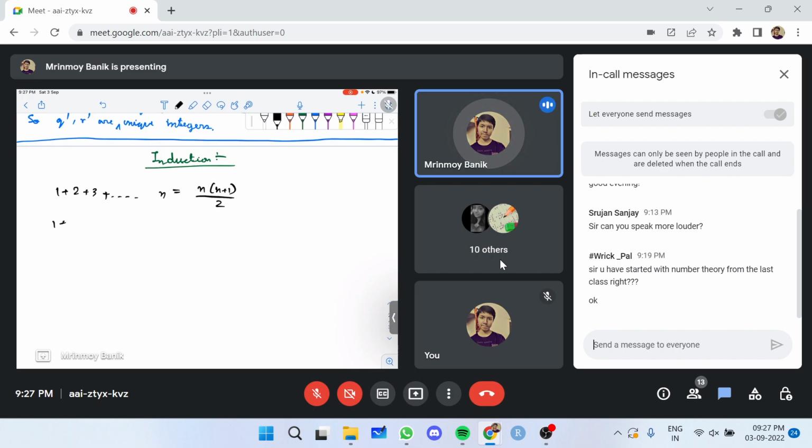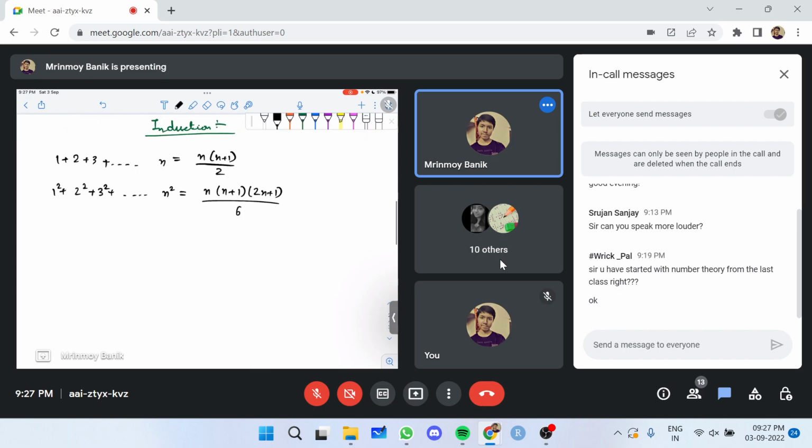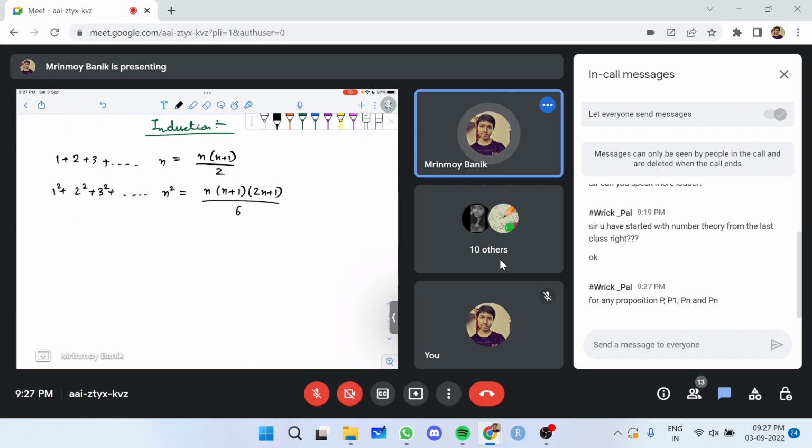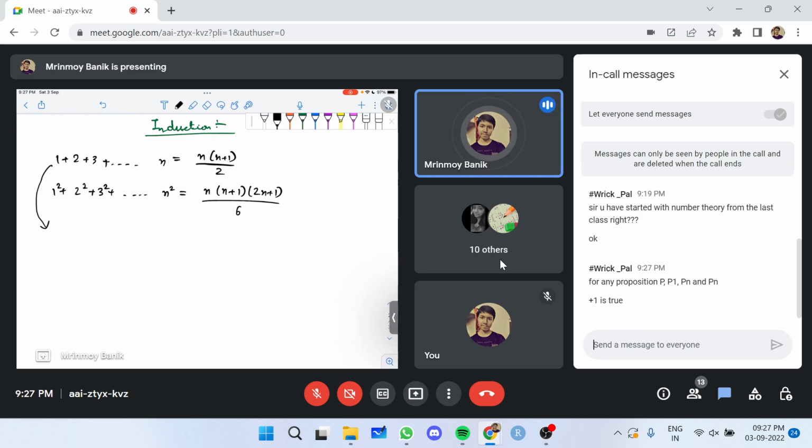Similarly, 1 squared plus 2 squared plus 3 squared, up till n squared, equals n into n plus 1 into 2n plus 1 by 6. So how do you prove any one of these formulas? The first one is easy. Typically, we reverse the sum.